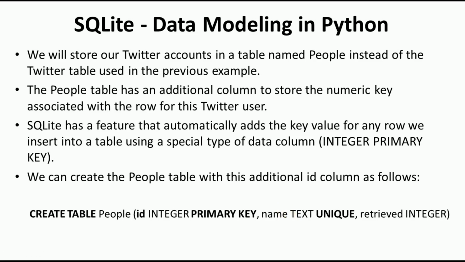If it is another one, Rahul, it should be inserted only once. You should not insert it multiple times. And the second one is retrieved, whether that person's friends were retrieved or not. Initially it will be 0. Once you retrieve the friends, then it will be set to 1, and so on.